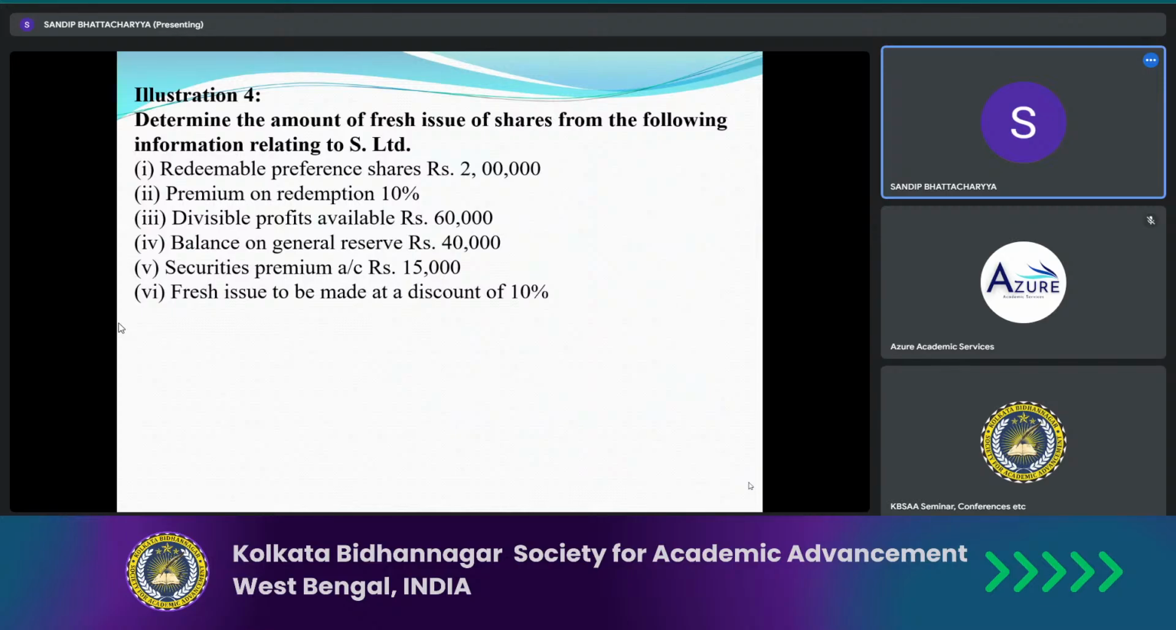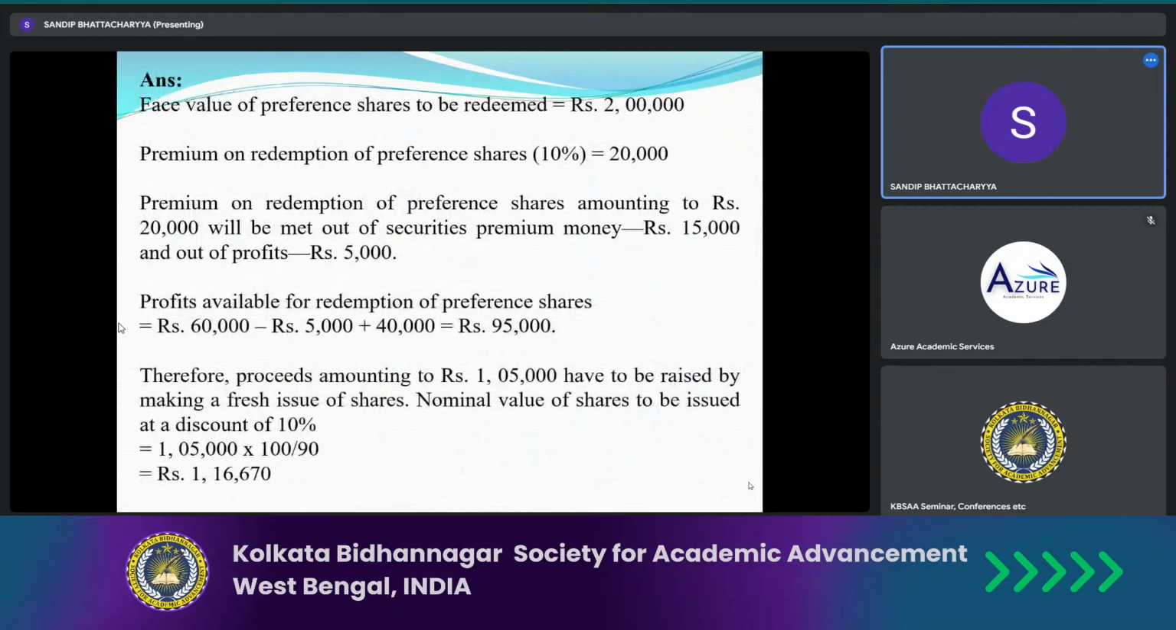Now you just see the solution. That is face value of preference shares to be redeemed, rupees 2 lakh. Okay. Premium on redemption, how much? That is 10% premium, that is 2 lakh into 10%, that is rupees 20,000.